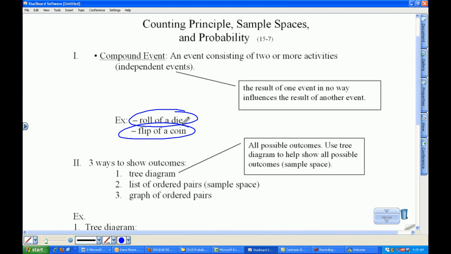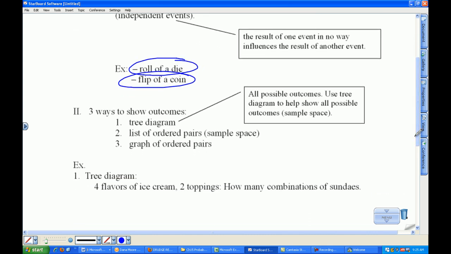However, you could get like a 3 on the die and a head on the coin, or you could get a 2 on the die and a head on the coin, or you could get less than 4 on the die or a tail on the coin. These things can happen, so we're going to learn how to map that out. There are 3 ways to show the possible outcomes that can occur when you do that. Something called a tree diagram. Now these are kind of like part 4 Regents questions where you'd have to draw a tree diagram showing the outcomes of a compound event. You could list them as ordered pairs, or you could graph them.